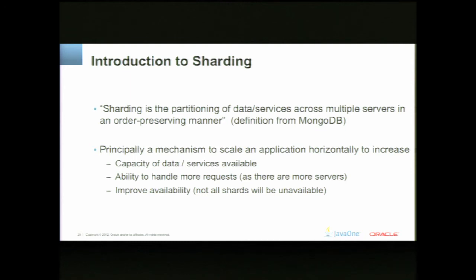And this is actually taken from MongoDB. Order-preserving is actually quite important when it comes to requests coming into some shard, some partition. Now, you hear about this a lot in databases. It's principally done to horizontally scale.